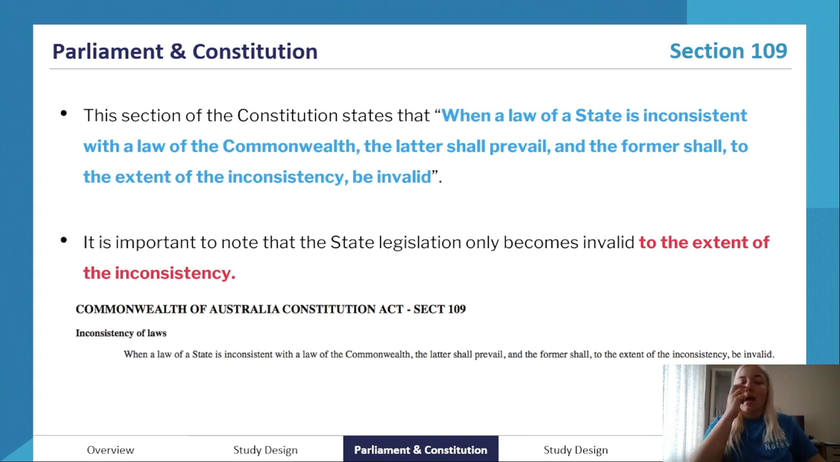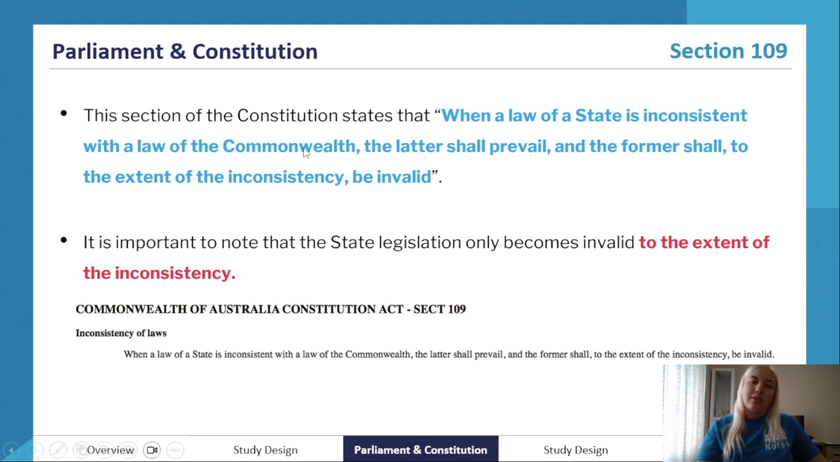So this is saying that when a law of a state is inconsistent with the law of the Commonwealth, the Commonwealth law will continue to operate. Because it makes perfect sense that the Commonwealth law should be superior over a state level law. And the state law is abolished, but only to the extent of the inconsistency. So only the part of the state law that contradicts the Commonwealth law will be abolished, and the rest of it will operate as usual. We only care about there being no contradictions. If there is a contradiction, the Commonwealth is superior and their law will prevail.